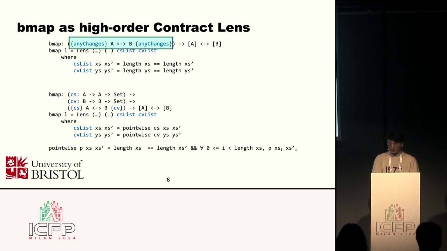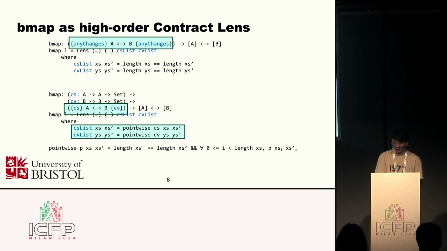This gives us a bidirectional map combinator that takes a component lens L with generic contract variables CS and CV. The resulting lens permits only view changes that satisfy a point-wise constraint, which is a little bit stricter than the equal length constraint, but also provides stronger guarantees on the source updates, that the source updates always satisfy point-wise constraints as well.